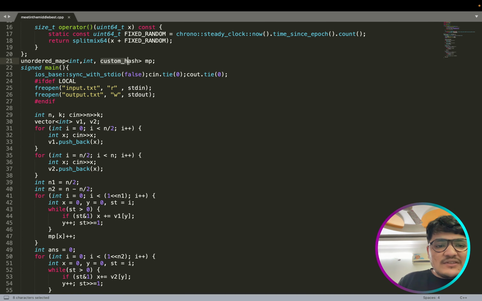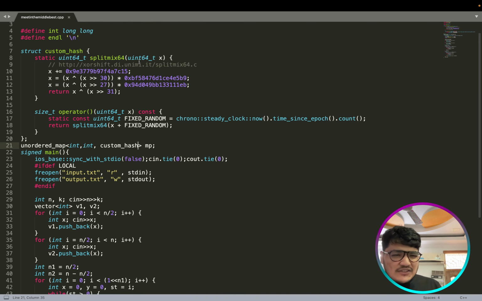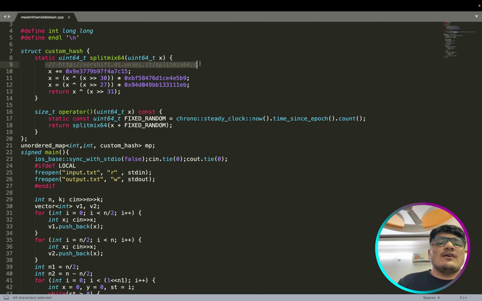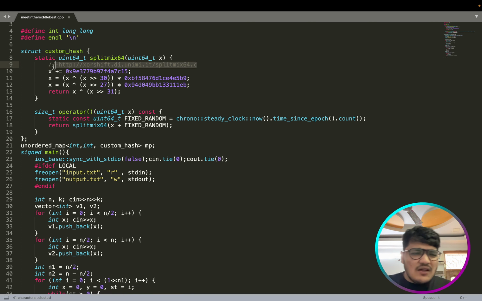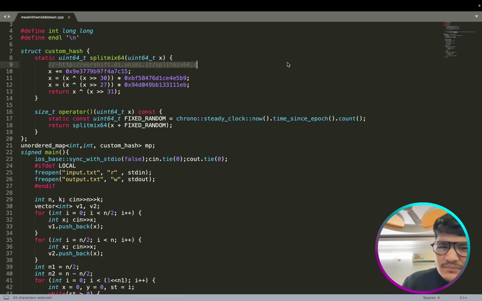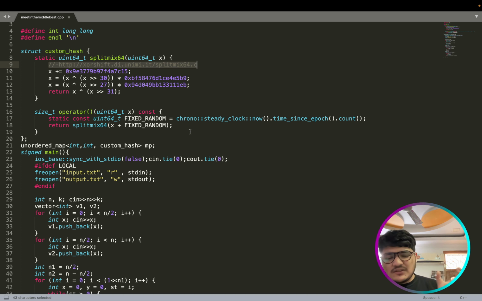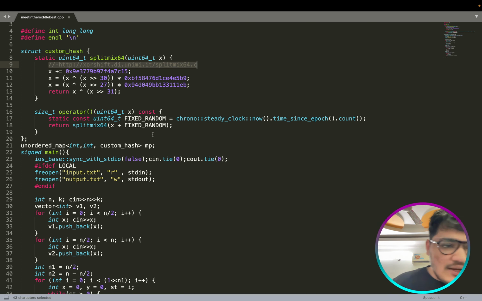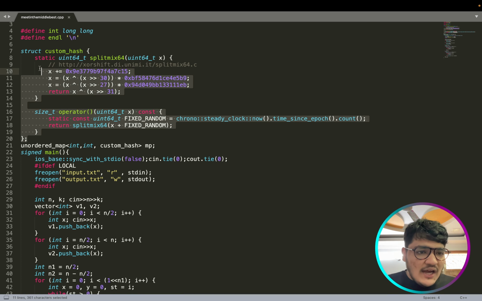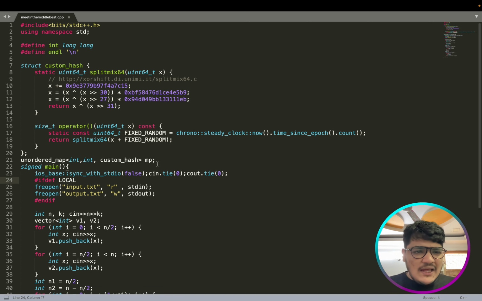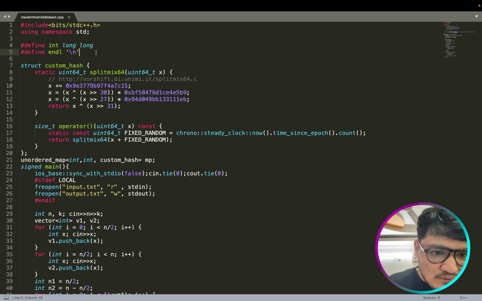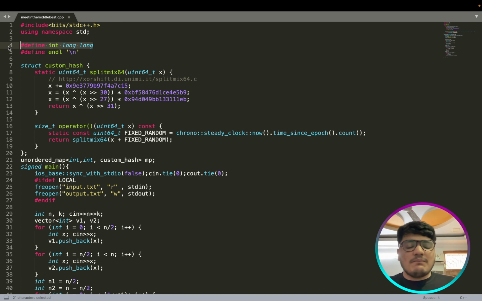I had used this custom hash function, which I copied from this website. The default hash function was not that accurate, so I used this and defined these macros, and you could avoid that also. But yeah, you would be needing it because there would be overflowing of the integers.